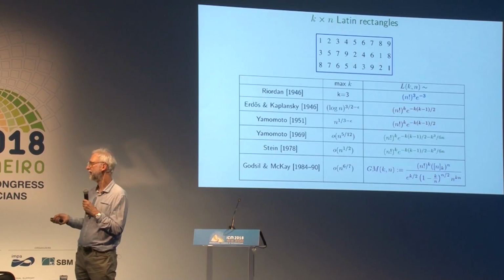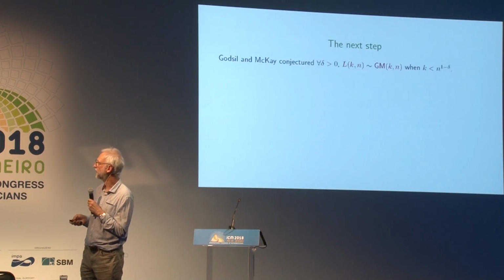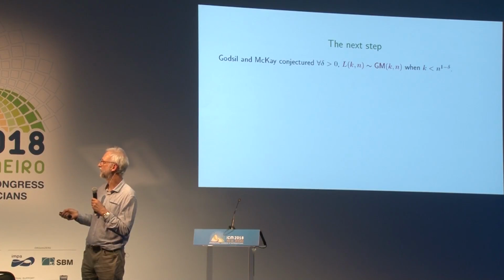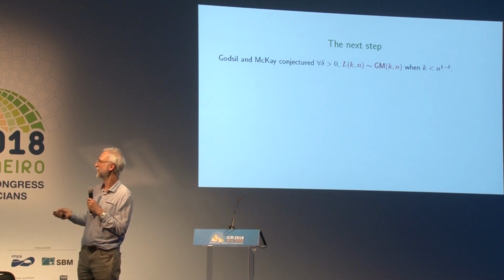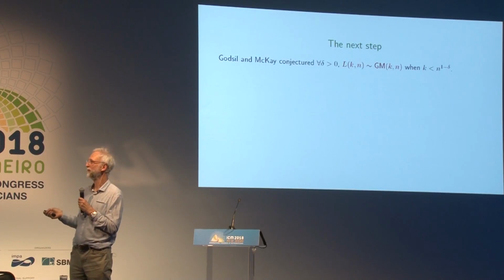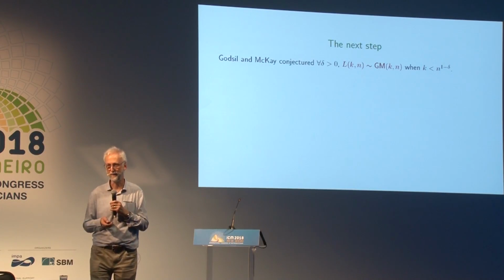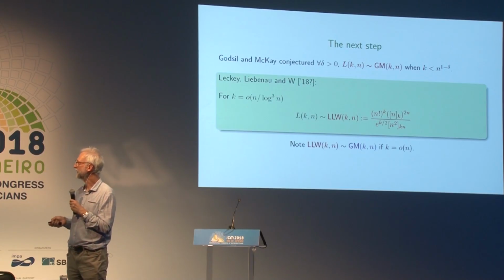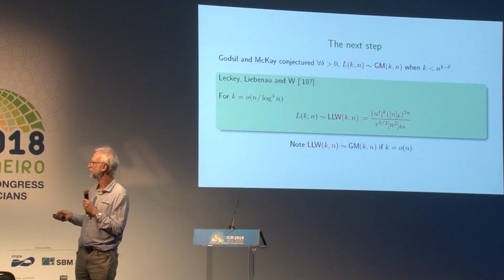Note their formula, it's fairly simple. Okay, what's the next step? They conjectured their formula works, that's their formula and that's the true number. They conjectured that they're asymptotically equal when k is less than n to the 1 minus delta for any delta greater than 0. Well, they were right. In fact, it turns out their formula works all the way up to k is little o of n over log cubed n.